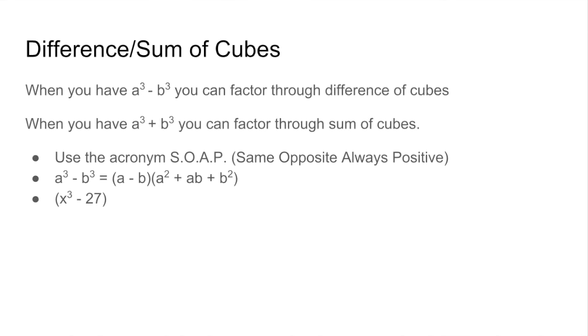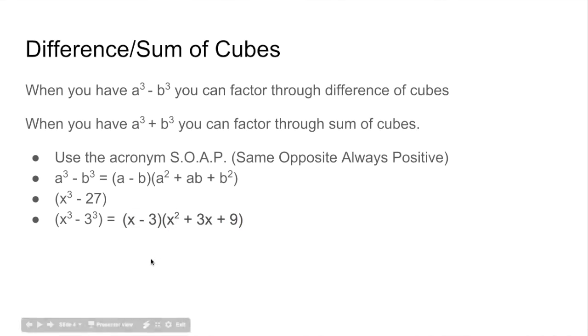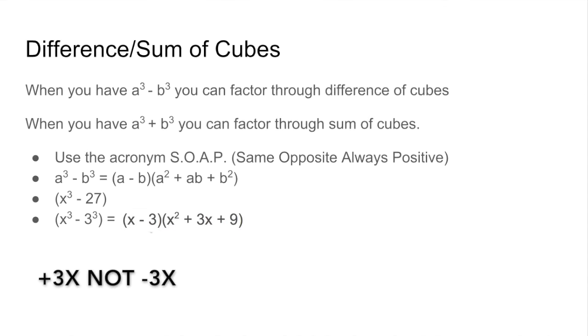So you might want to take a moment to pause and try to apply this to x cubed minus 27. And as you can see, x cubed minus 27 is the same as x cubed minus 3 cubed. So then you just substitute into this formula, and you end up with x minus 3 times x squared plus 3x plus 9.